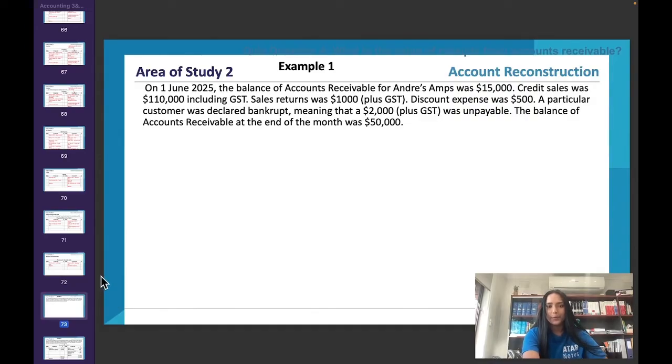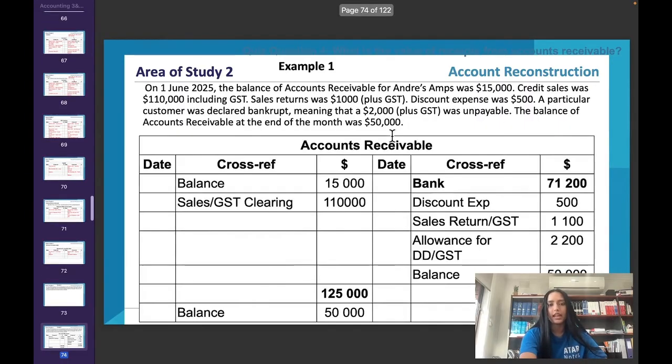So here's an example where the balance of the accounts receivable was $15,000, credit sales was $110,000, sales returns was $1,000, discount expense $500, and there was $2,000 worth of bad debts. And the closing balance at the end of the month was $50,000. And so we need to enter all of that information.